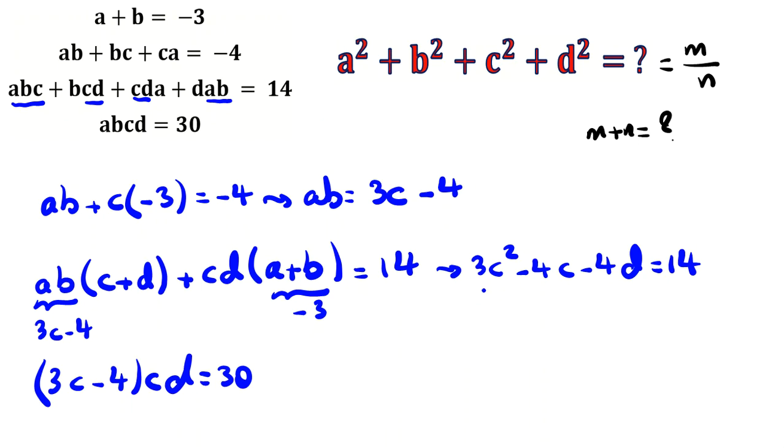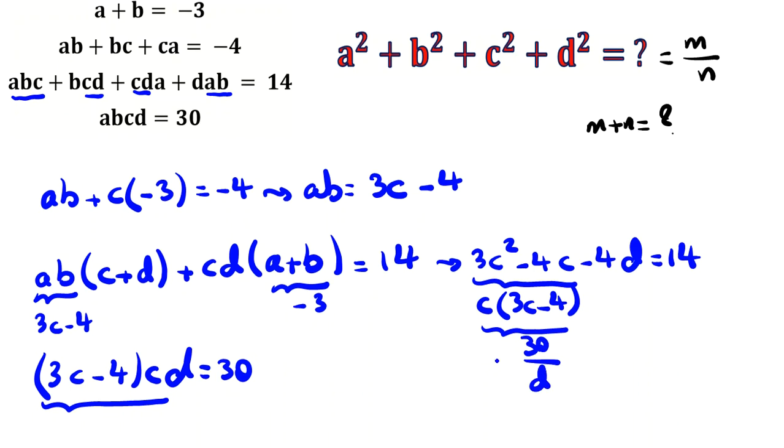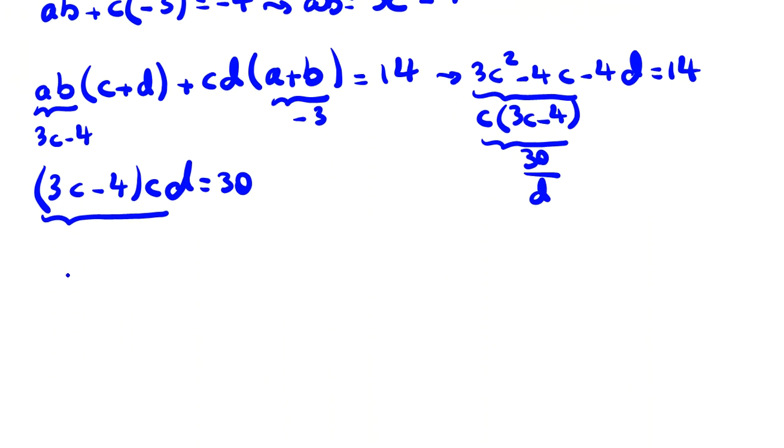If we factor here, we will see 3c minus 4 here. If we factor c, 3c minus 4, then we will see exactly we have this thing here. So it will be 30 over d. So we found one equation, one variable. 30 over d minus 4d, let's take negative 14 to the left hand side. It will be negative 14.